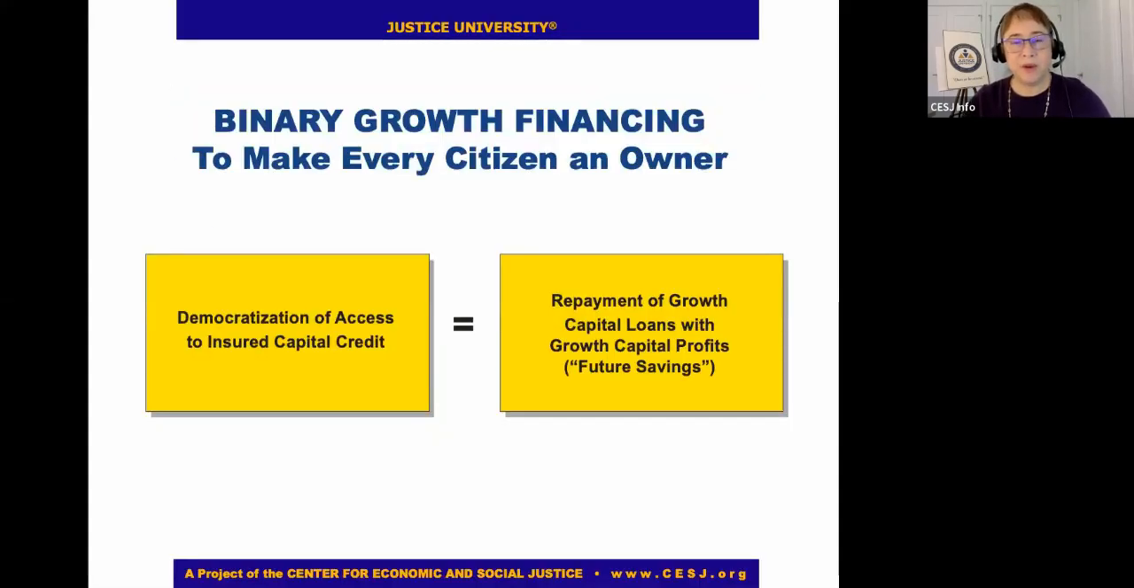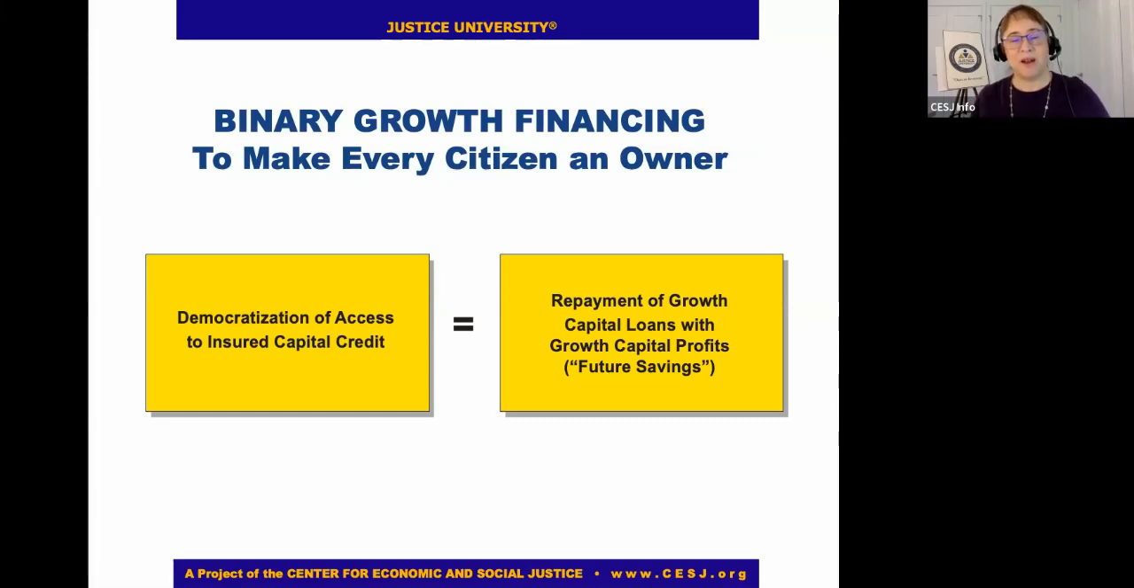And again, if we're going to transform the corporation from a wage system social tool to an ownership system tool, we have to look at how growth is financed. And that will start with the creation of new money, asset-backed money, which is what happens when the business gets a loan, or someone gets a loan in order to become an owner in the shares of the company. So it's how we democratize access to insured capital credit.